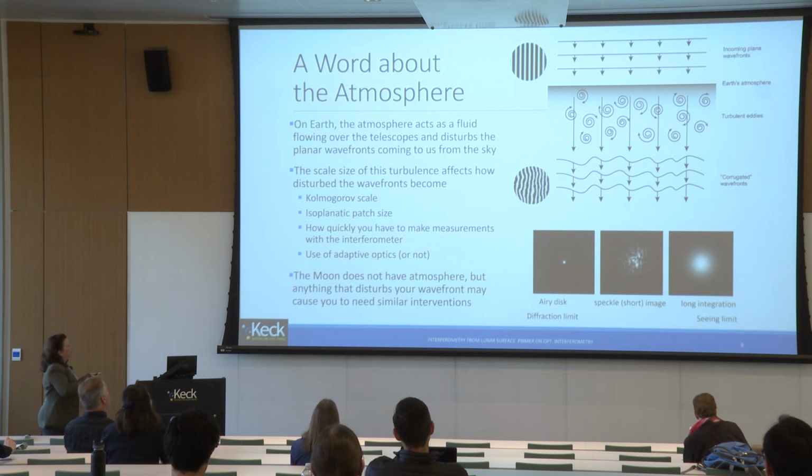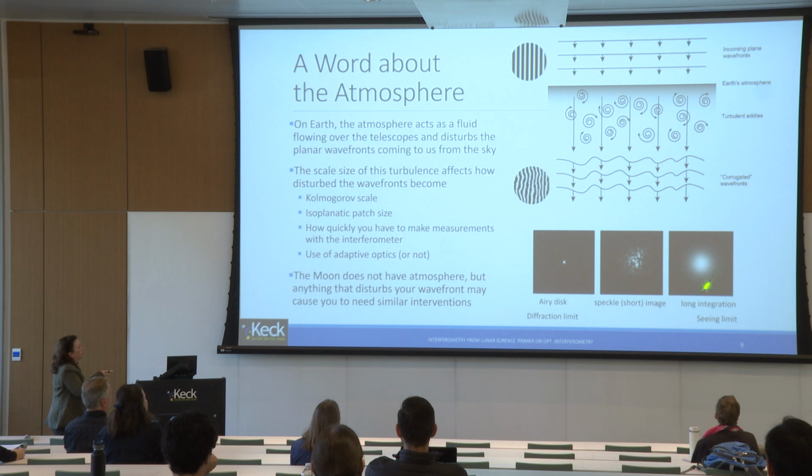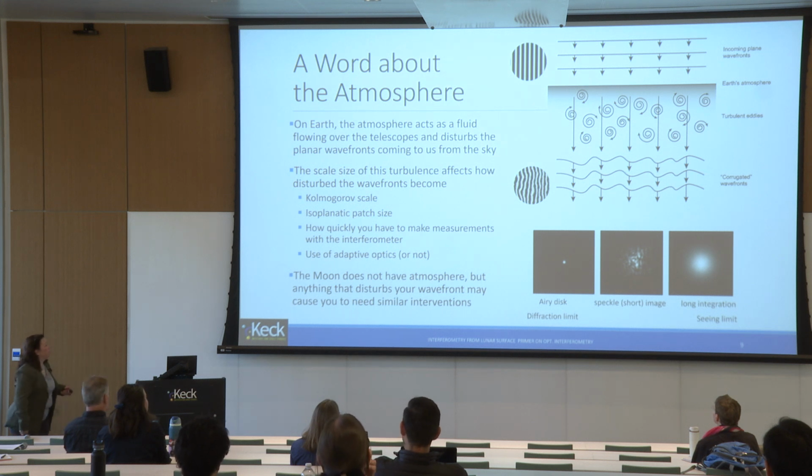So to give you a flavor of what this looks like, we have, again, our Airy disk. And if you take a very short integration, a speckle, we call it, you'll get this kind of pattern through the atmosphere. And a longer integration, you'll be getting up to the seeing limit, which is typically arcseconds in size. So the moon does not have an atmosphere, as we all know. But anything that disturbs our wavefront the same way that the atmosphere does may need to be considered in interventions that you do for building an interferometer on the moon.